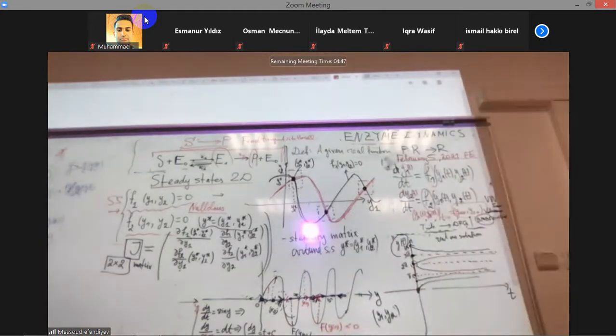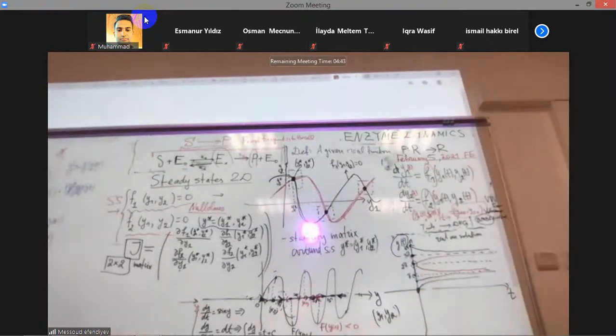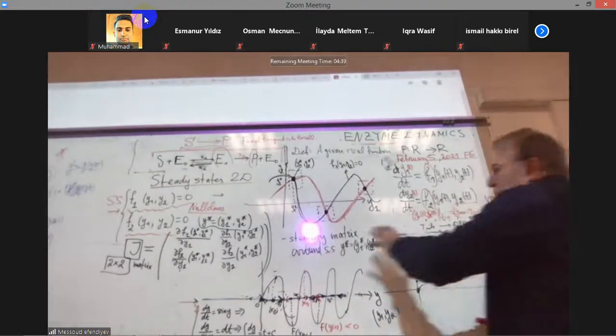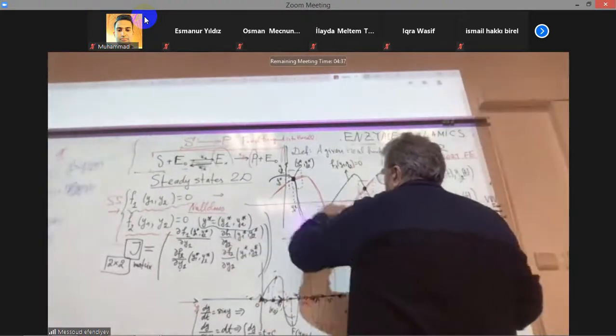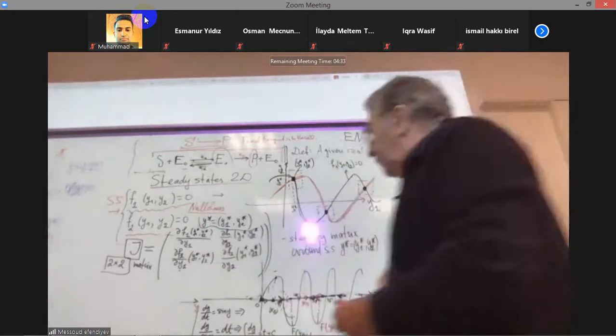So without solving this equation, which is very difficult in general, we define the intersection point, take the matrix, and now we are seeing the definition.